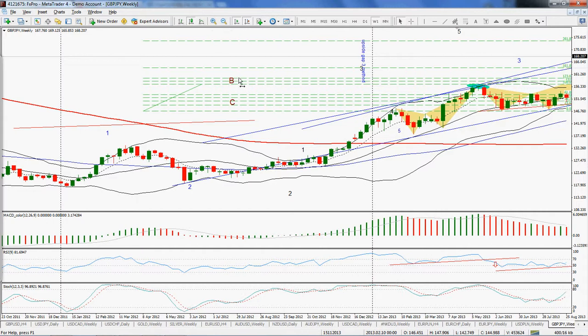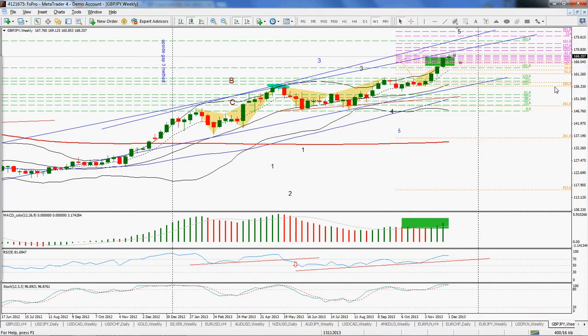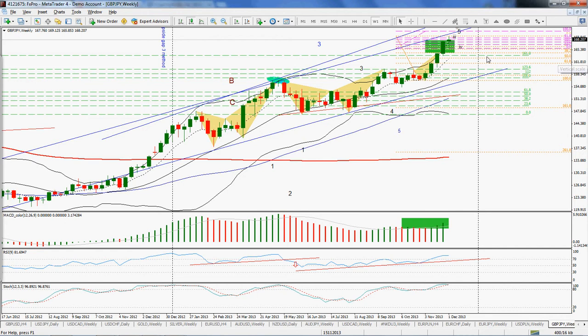Okay, if you zoom in, you can see that I have plotted these yellow Fibo levels just in order to check which levels the market is respecting. You can see the market has reacted between 23.6 and 30. It hasn't reached the 38.2, but it could already be done.